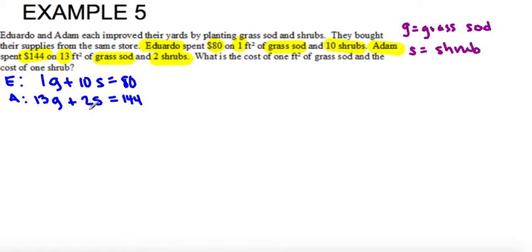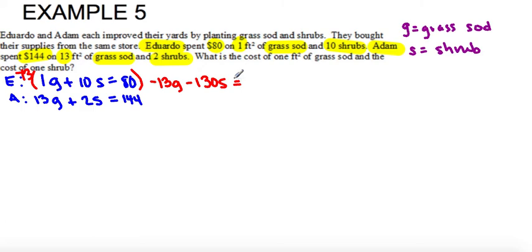Okay, so now the best method to do this is the elimination method. G is the easiest variable to eliminate. We just have to multiply the top equation by -13. Okay, so let's do that. -13 times 1 is -13G. -13 times +10 is -130S.